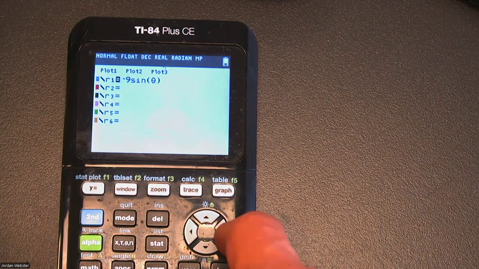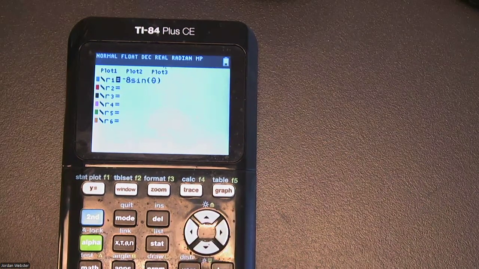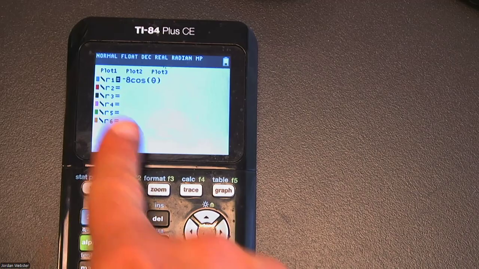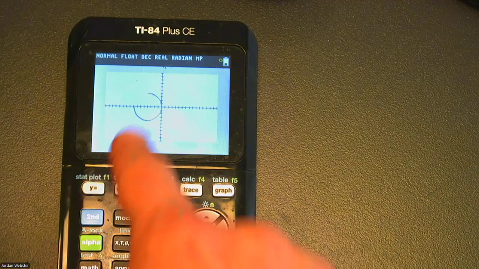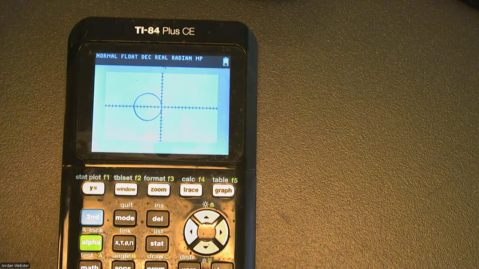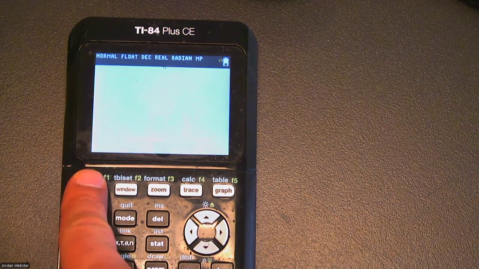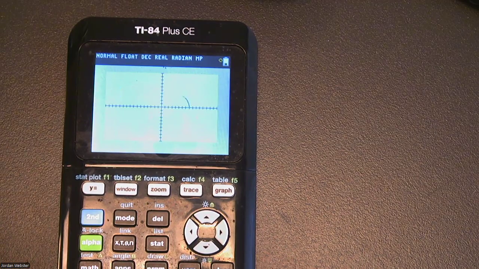If I were to change that sine to a cosine, now it's going to be a circle laid out along the x-axis. It's a negative coefficient. It's on the negative side of the x-axis. If it's a positive coefficient, like +8, then we're on the positive side of the x-axis. Center here would be 4, 0.